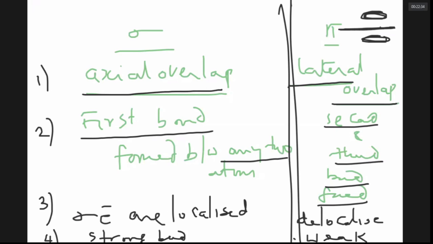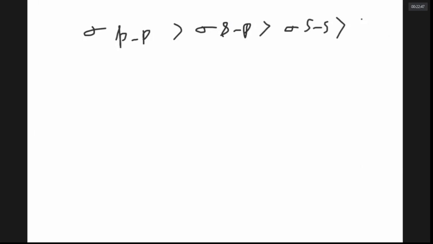Now, what is the correct order of strength of different bonds? Sigma pp is stronger than sigma sp is stronger than sigma ss is stronger than pi bond. Are we very clear about it, sir? Clear, sir.